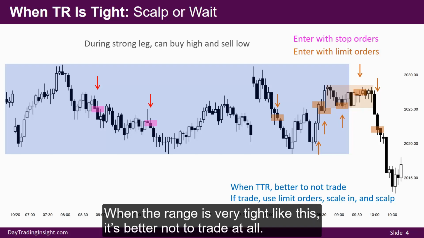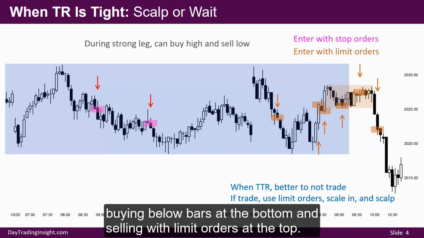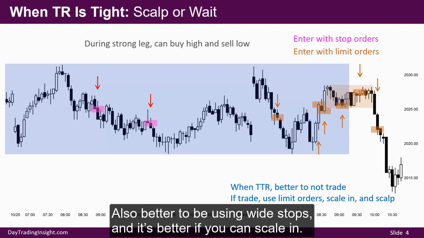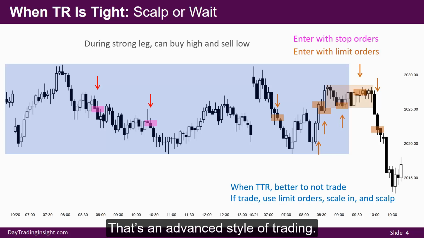When the range is very tight like this, it's better not to trade at all. And if you do trade, it's better to be trading with limit orders, buying below bars at the bottom and selling with limit orders at the top. Also better to be using wide stops, and it's better if you can scale in. And that combination, I think, is too difficult for traders starting out. That's an advanced style of trading.